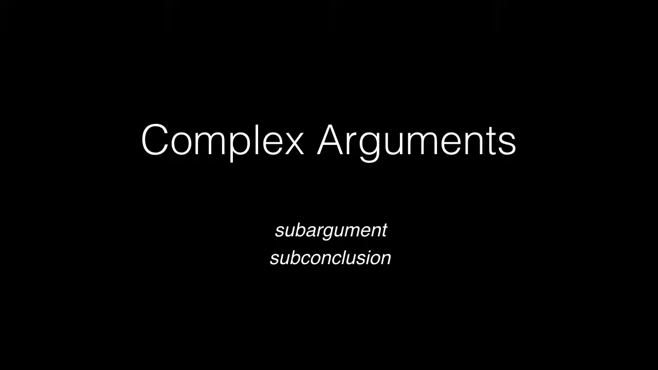Up to this point in the course, we've been looking at straightforward, relatively simple arguments that have a single set of premises and a single conclusion. In the real world, however, you'll often encounter arguments that have a more complex structure. To help us analyze and evaluate these more complex arguments, I want to introduce two new terms today, subargument and subconclusion.